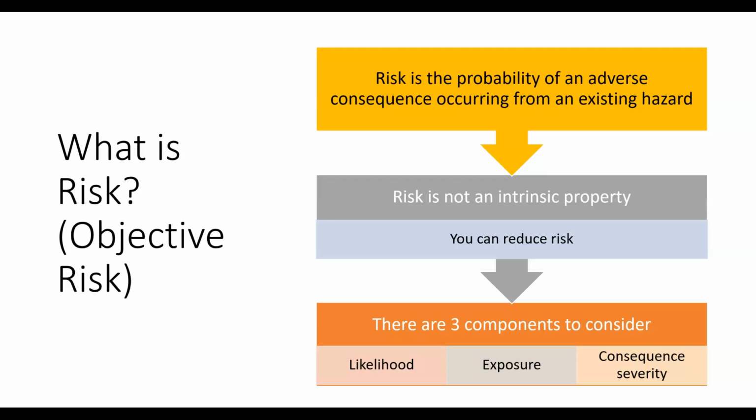And it's not an intrinsic property. We can reduce risk by, remember that hierarchy of controls? We can reduce risk by implementing the hierarchy of controls. I usually talk about three components to risk.